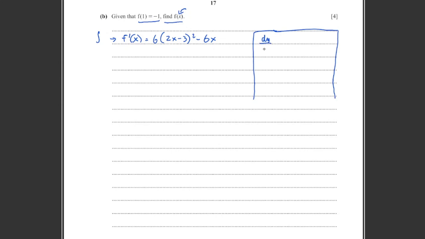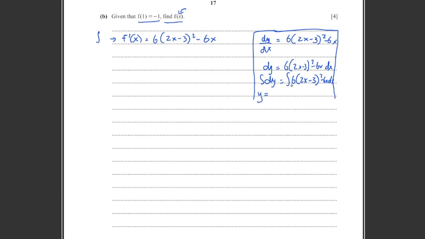So instead I'm just going to say dy by dx is equal to 6(2x minus 3) raised to the power 2 minus 6x. I'm going to send that dx over to the other side: 6(2x minus 3) whole squared minus 6x dx. And then I'm going to integrate both sides, and I'll basically just get y over here.